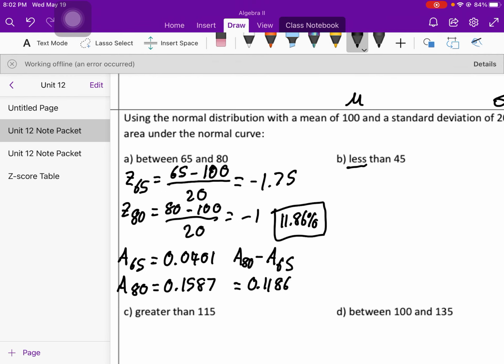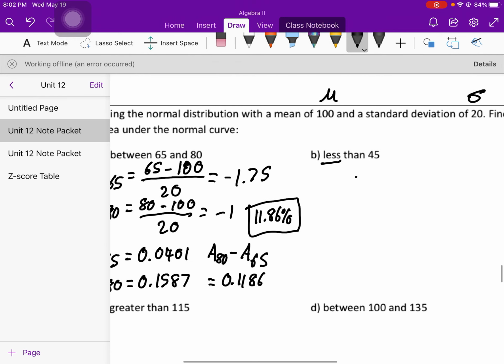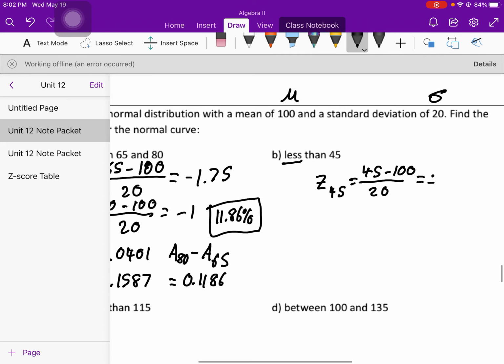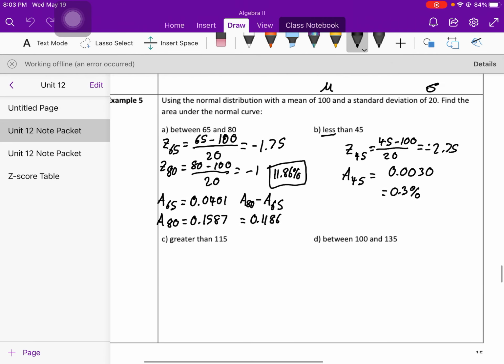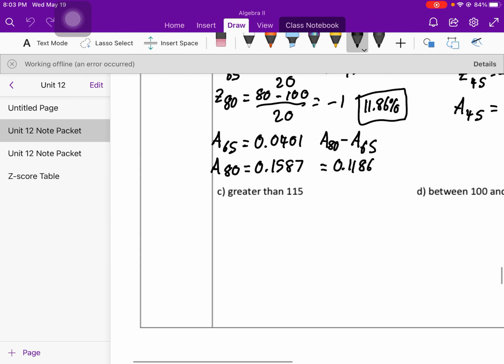Now, when you have less than, this is going to be just the standard way of doing it, where you would do the z-score, 45 minus 100 divided by 20. You would type that out, you would get negative 2.75, and then you would go to the chart, and I know what this one's going to be. It just ends up being 0.0030, which is the same as 0.3%. But since it's less than, it's already going to the left, so we don't have to do anything different for part B. So if it's less than, it's just like what we did up here with these problems.